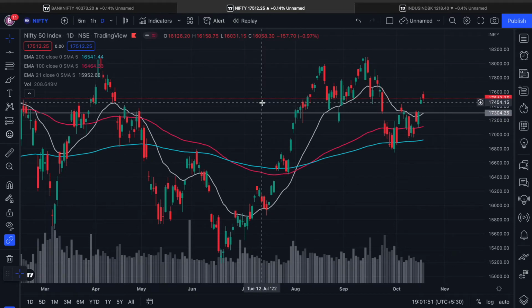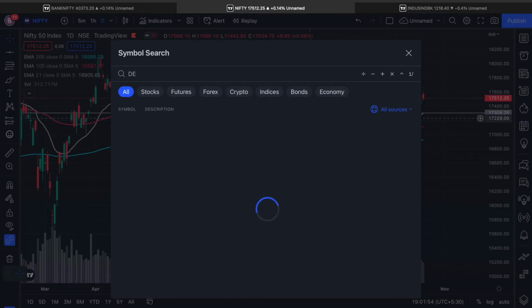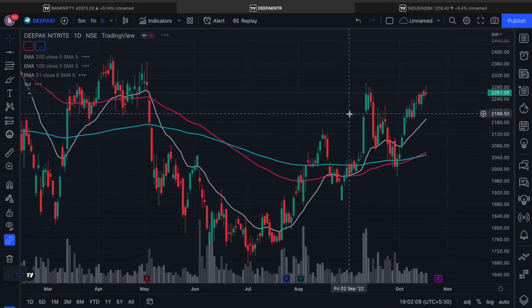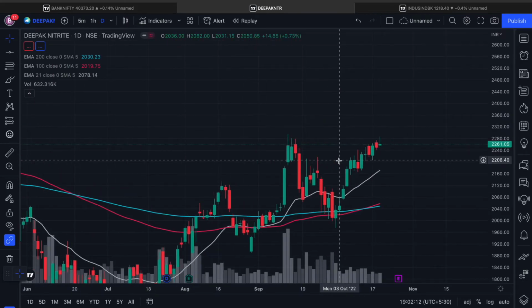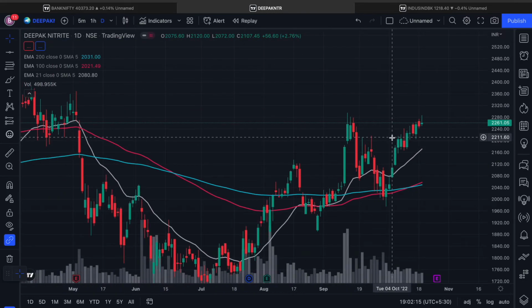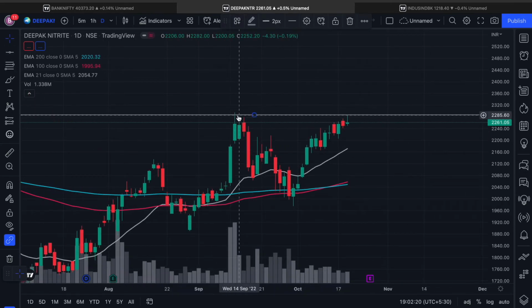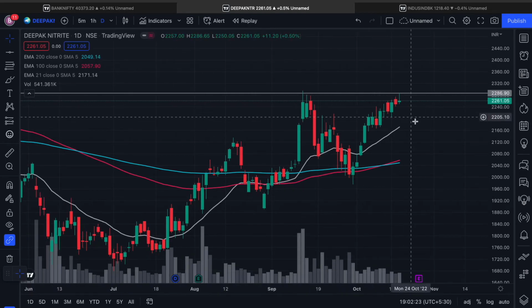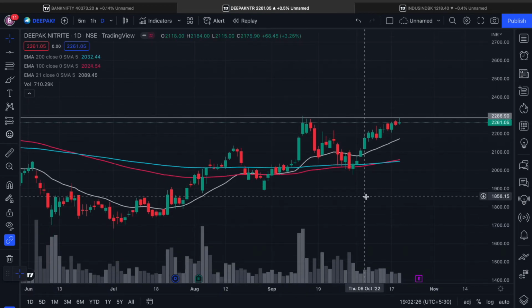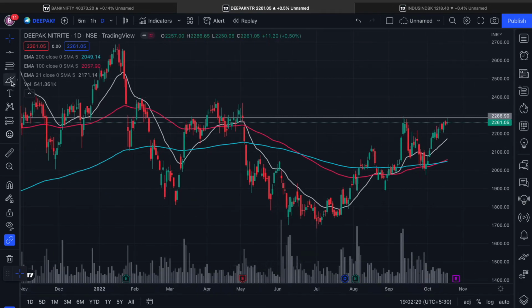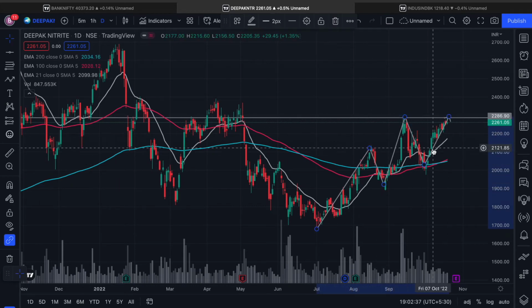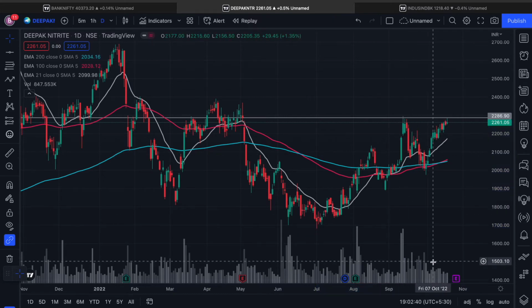The next trade setup that I will show you is, of course, none other than Deepak Nitrite. So Deepak Nitrite is in a consolidation mode as of now. You can see here that this is a major resistance area, this 2300 mark, 2280 to 2300. The price is approaching it. From here on, it has caught an uptrend, and right now it is approaching this zone. The volumes are low, you can see here.